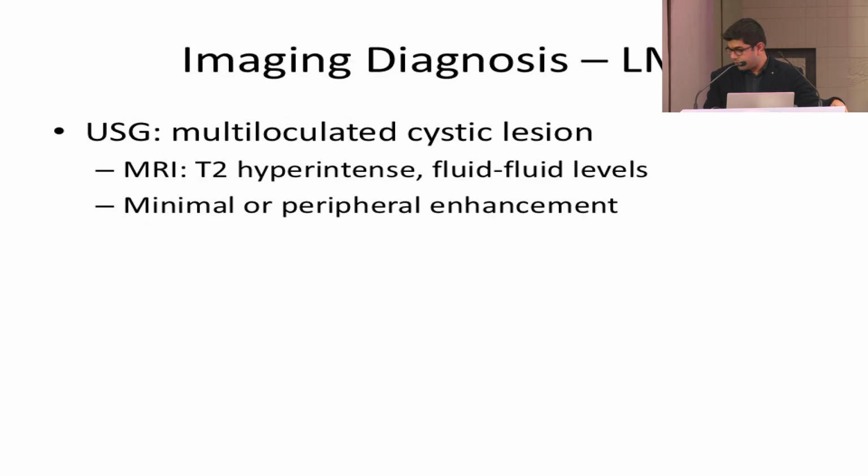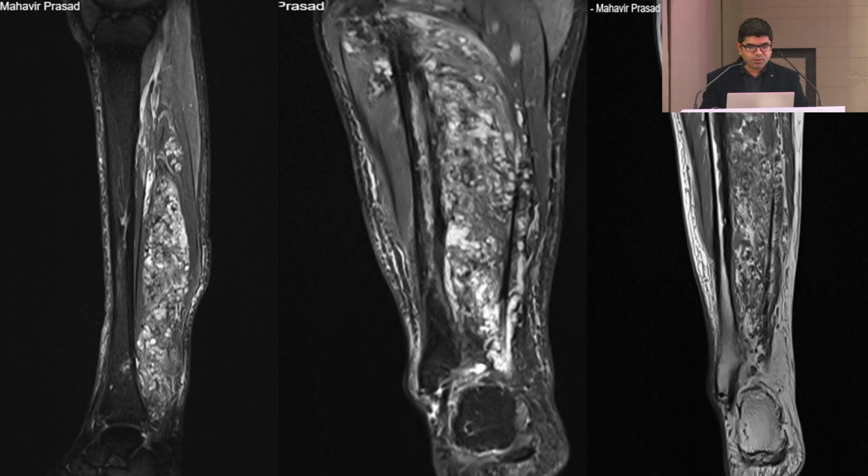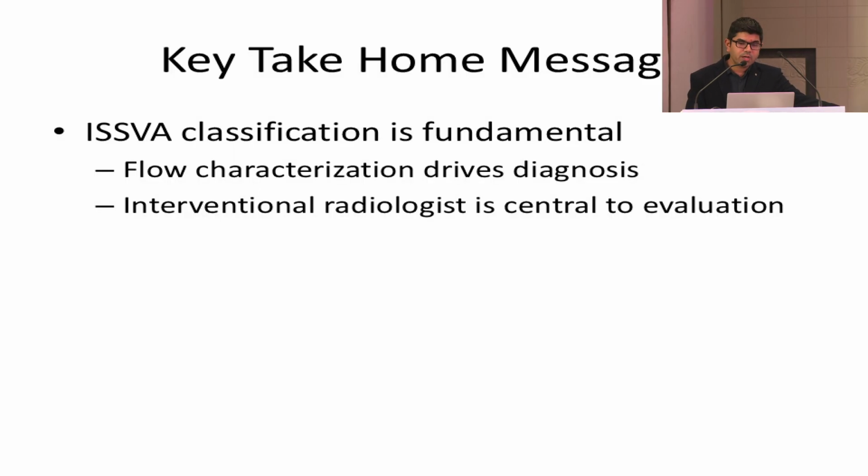So we'll just go through. This was a veno-lymphatic malformation which we ablated. So basically, the ISSVA classification has to be followed, and that is a very important thing so that we can diagnose or characterize the lesions, and this actually affects the management. Thank you.